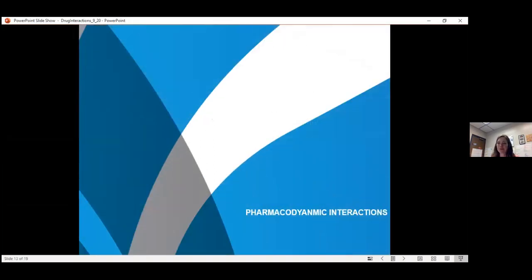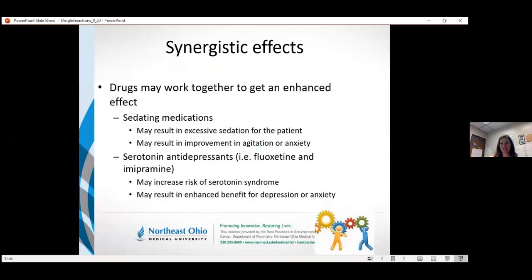So that's the pharmacokinetic side. Now we're going to shift gears a little bit and take a look at the pharmacodynamic side. So really what the drug does to the body itself. So first of all, we can have synergistic effects, so really additive effects. So drugs that are working together and we get kind of an enhancement or an amplified effect.